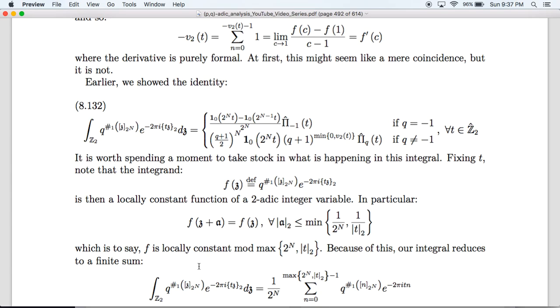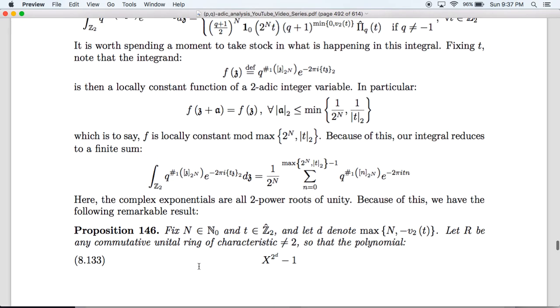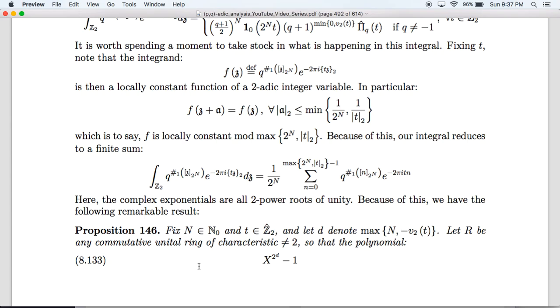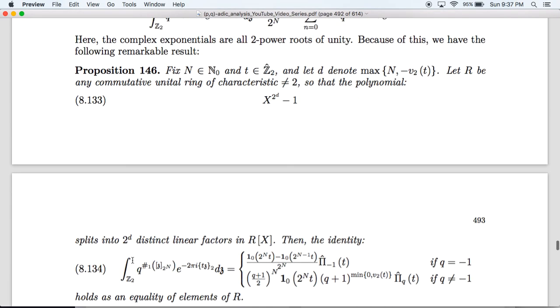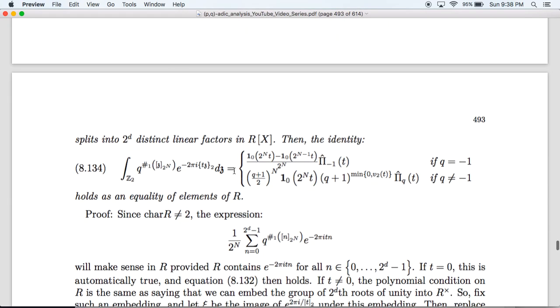Because of this, our integral reduces to a finite sum. Here, the complex exponentials are all 2-power roots of unity. Because of this, we have the following remarkable result. Fix big N to be a non-negative integer, let t be in z2 hat, and let d denote the maximum of n and negative v2 of t. Let R be any commutative unital ring of characteristic not equal to 2, so that the polynomial x to the 2 to the d minus 1 splits into 2 to the d distinct linear factors in R of x. Then, this identity holds as an equality of elements of R.